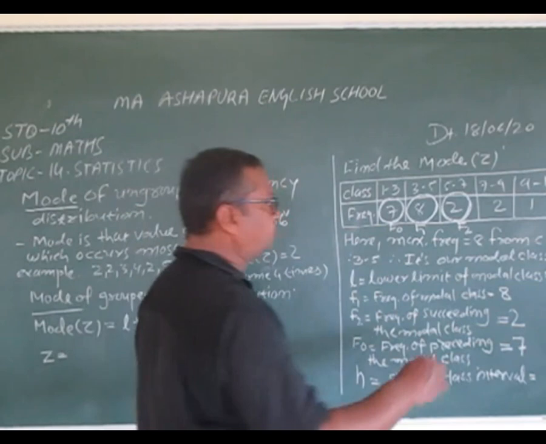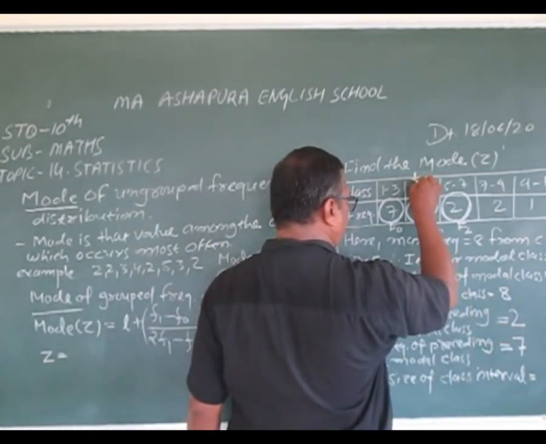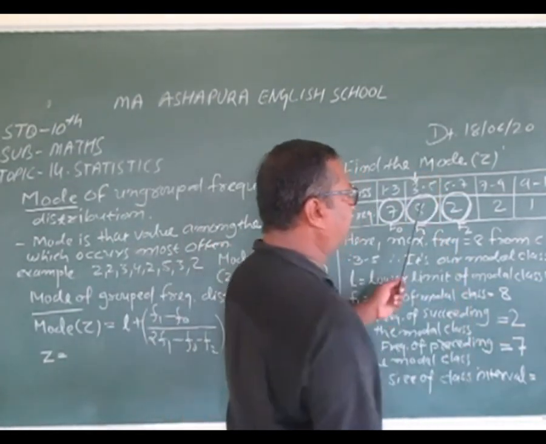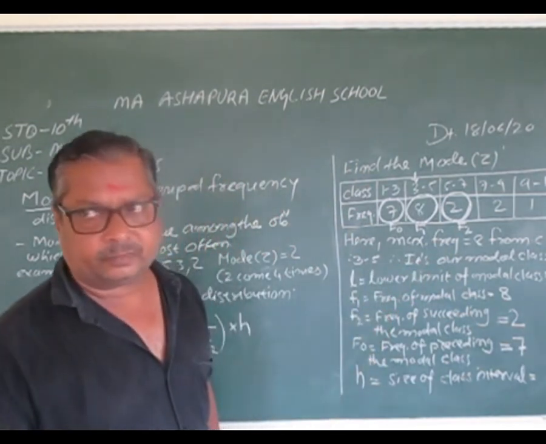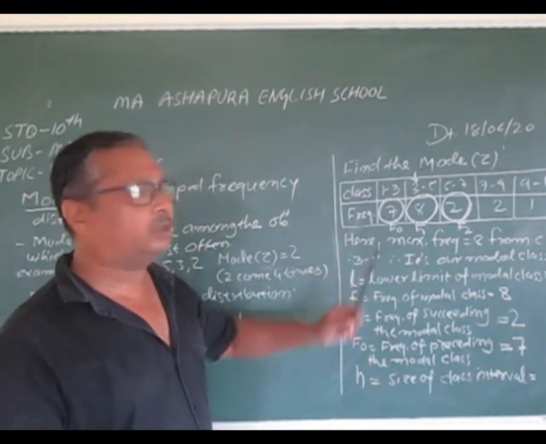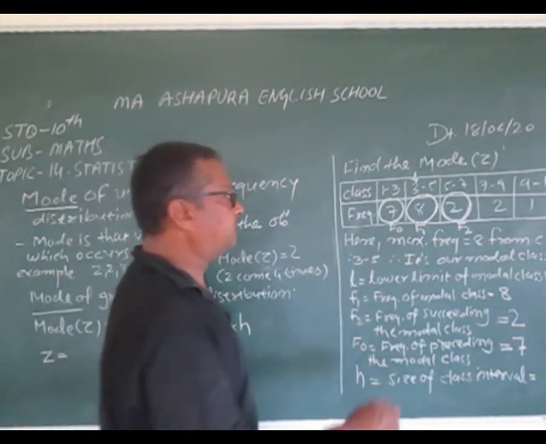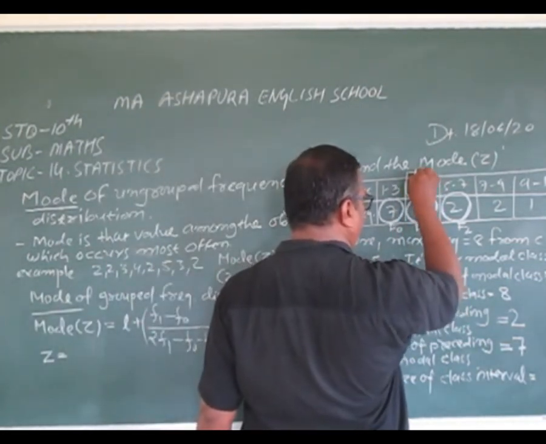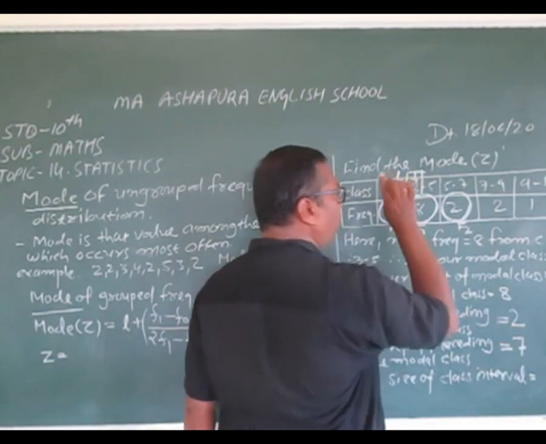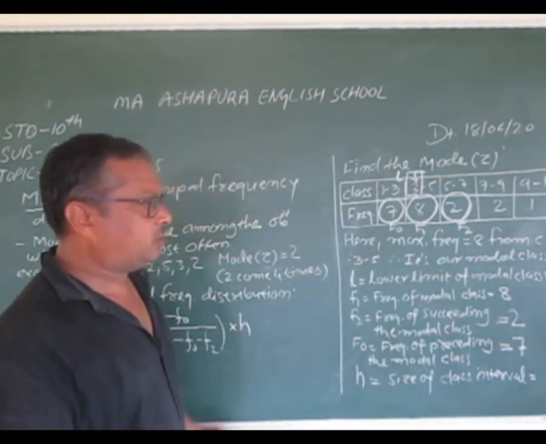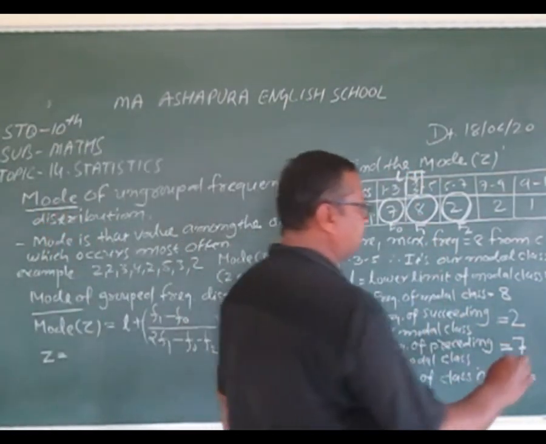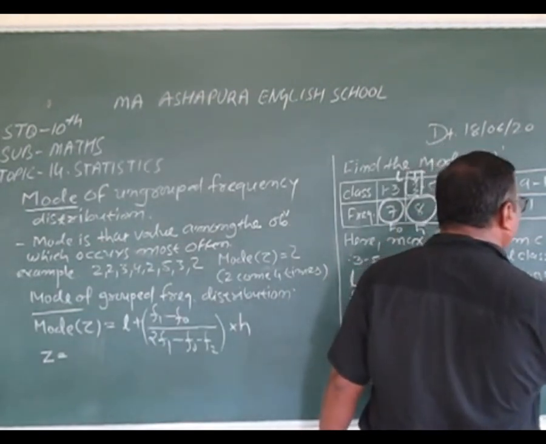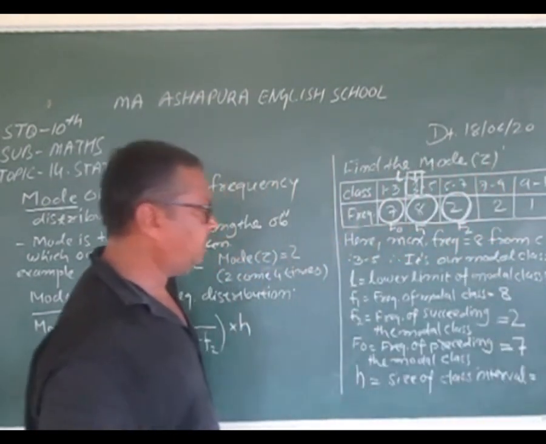Here the model class has two values. The smaller value is 3 and the bigger value is 5. The smaller value is also called the lower limit. That means 3 is our lower limit. So the lower limit of the model class is 3. So put the value in your data once again.